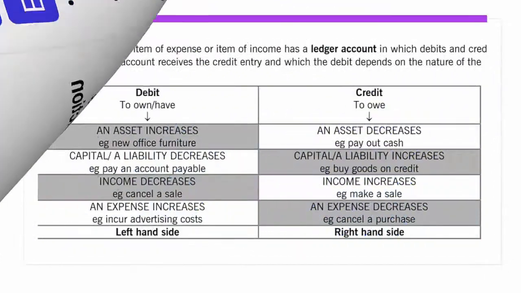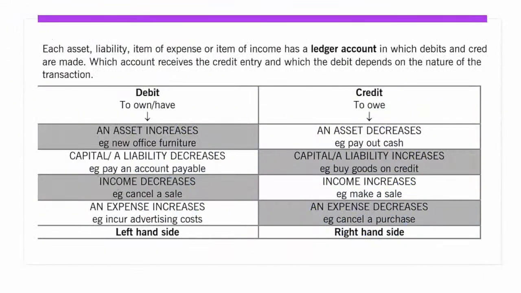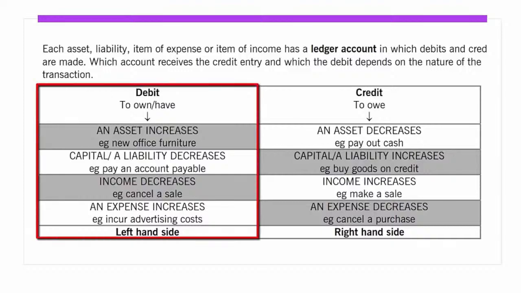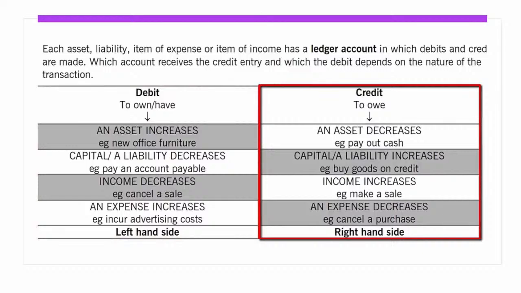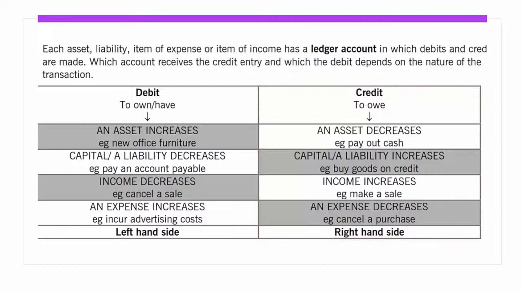All right, let's break this chart down in a simple and friendly way so it's easier to understand. Understanding debits and credits. In accounting, every transaction is recorded in a ledger account, and these accounts have two sides. Debit on the left-hand side, which represents what the business owns or receives. Credit on the right-hand side, which represents what the business owes or gives. The type of account and the nature of the transaction determine which side, debit or credit, is affected. Let's walk through what each means in practical terms.